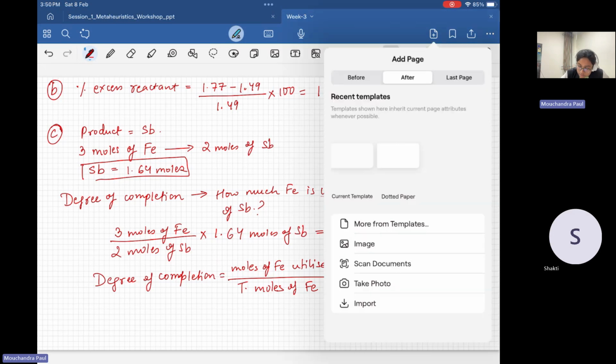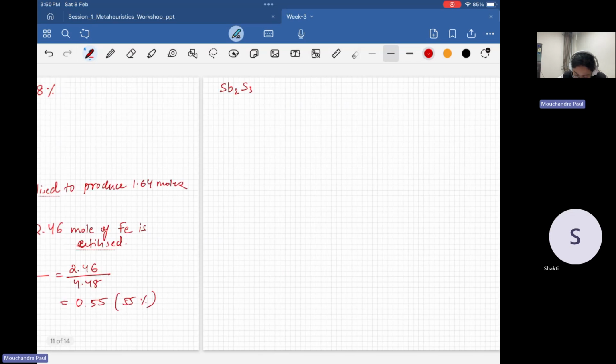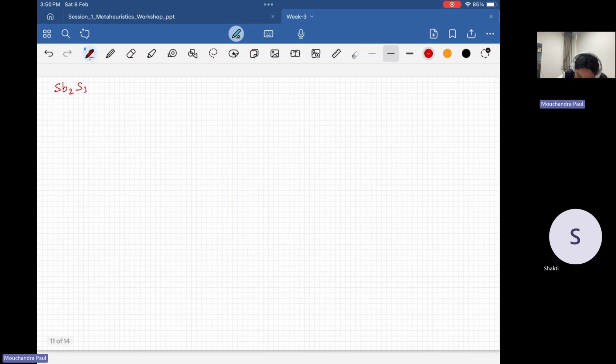Alternatively, you can do this part by considering Sb2S3 as well. So we know 1 mole of Sb2S3 from the reaction. Let's do the alternate way as well.